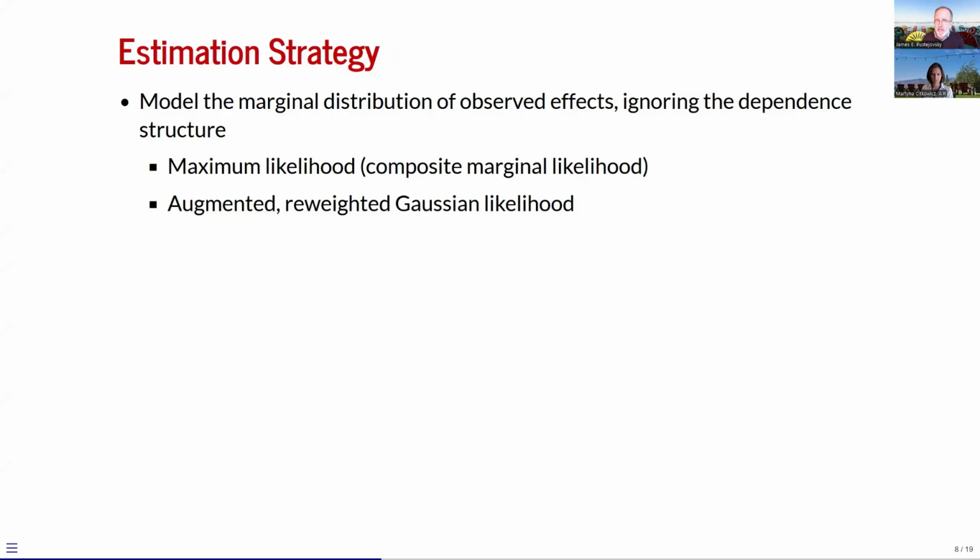We examined two different estimation strategies. One is the more familiar maximum likelihood estimation strategy. The other is what we call augmented and reweighted Gaussian likelihood. This strategy is inspired by work from Maya Mathur and Tyler VanderWeele, who developed a sensitivity analysis that uses a similar estimation strategy. In our research on these methods, we compare both of these estimation strategies, and find that maximum likelihood estimation generally performs better.